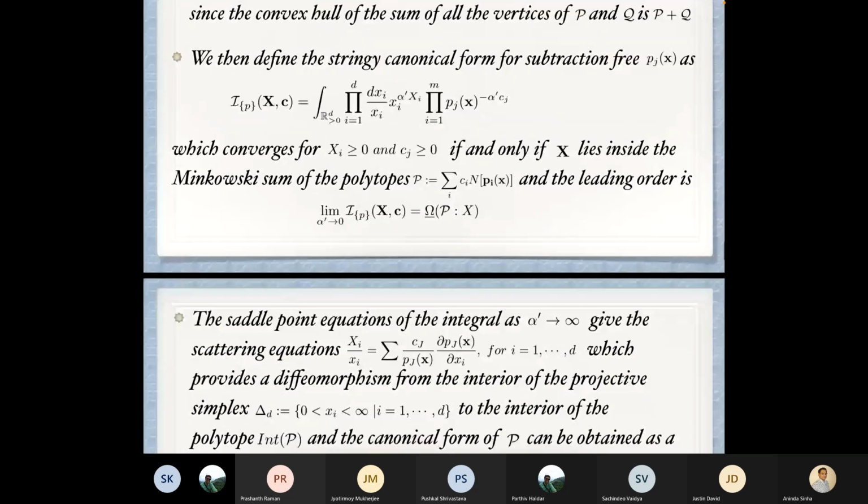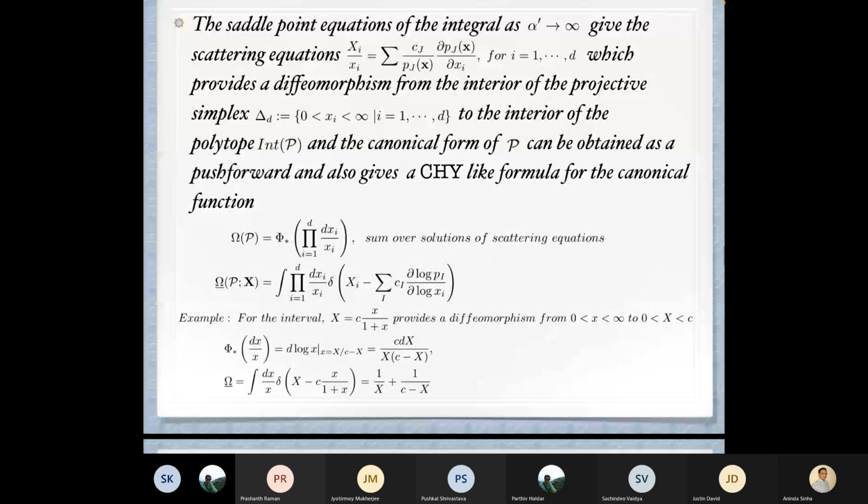One property that is of interest to us is the so-called saddle point of this integral, which gives you things called scattering equations. And the claim is that these scattering equations basically provide a diffeomorphism from the interior of the simplex to the interior of the polytope, and the canonical form of P.